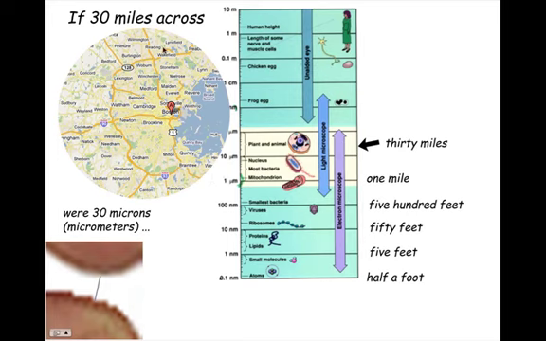Okay, imagine an area that's 30 miles across. Okay, and then imagine that's one eukaryotic cell, one of your typical cells. And eukaryotic cells are often about 30 microns or 30 micrometers. Micron and micrometer are synonymous, or 30 millionths of a meter.